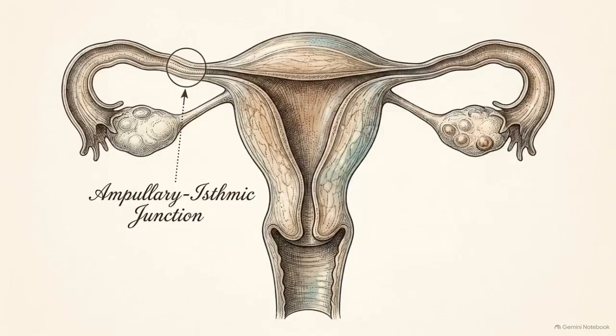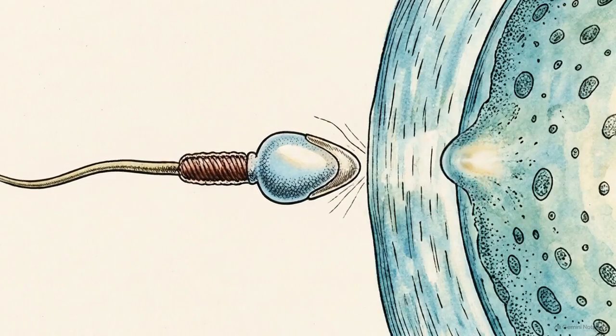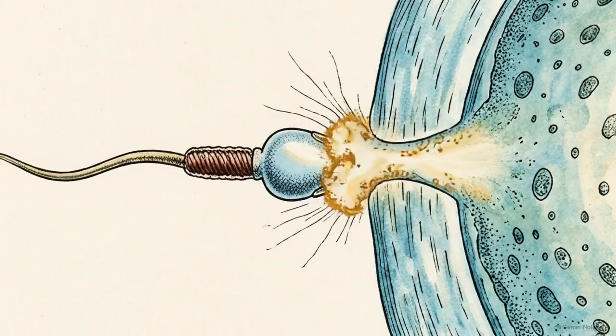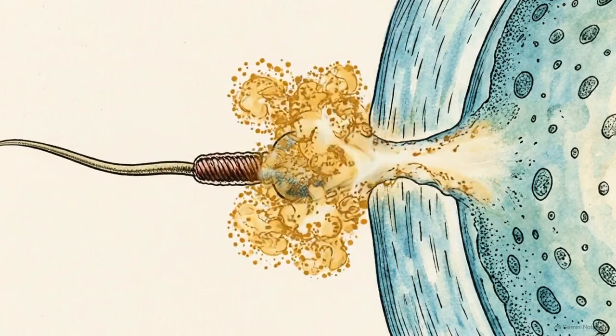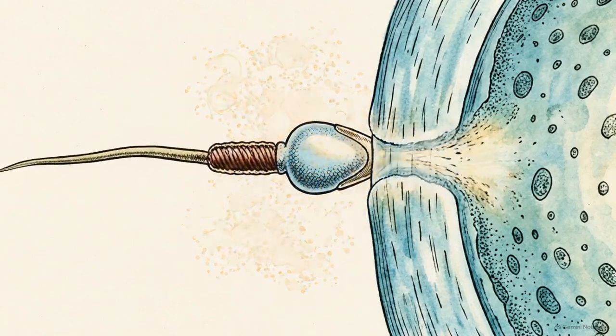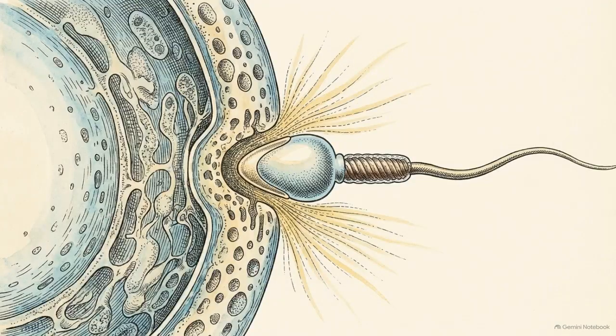For fertilization to happen, the sperm and egg must meet at a specific anatomical bottleneck, the ampullary isthmic junction of the fallopian tube. Reaching the egg, the sperm executes the acrosomal reaction. It releases specialized enzymes to dissolve a pathway through the ovum's thick outer layer. These enzymes allow the sperm to physically penetrate the protective barrier, known as the zona pellucida.